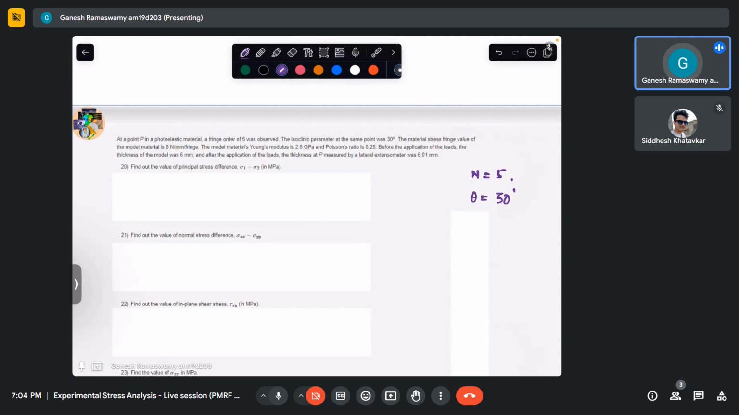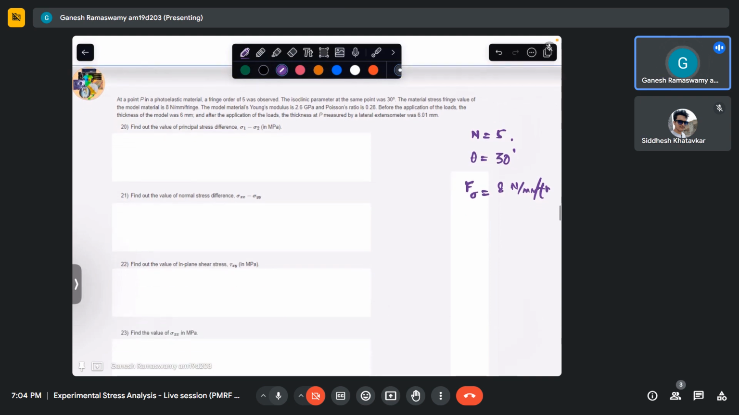The material stress fringe value for the model material is 8. So we can know that it is some kind of a polycarbonate per fringe. F sigma is given. The model material's Young's modulus E is 2.6 GPa and the Poisson's ratio is 0.28. All this is given. Before the application of loads, the thickness of the model was 6 mm.